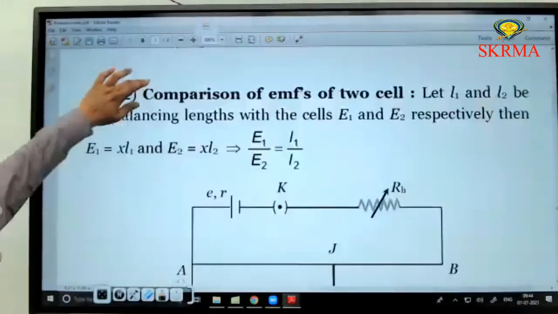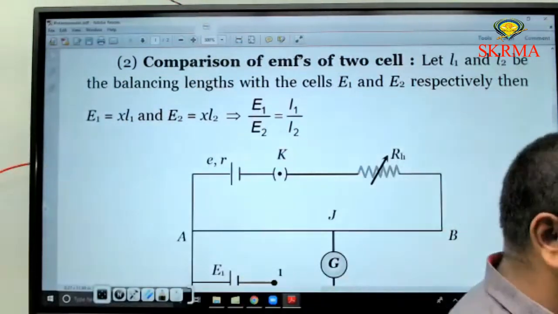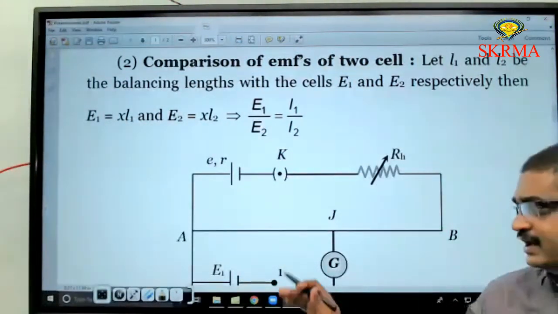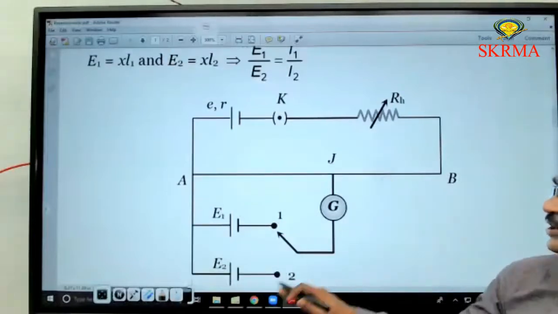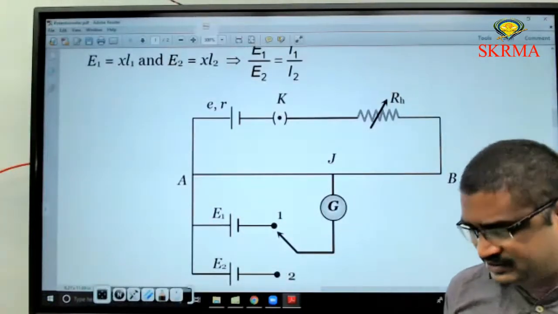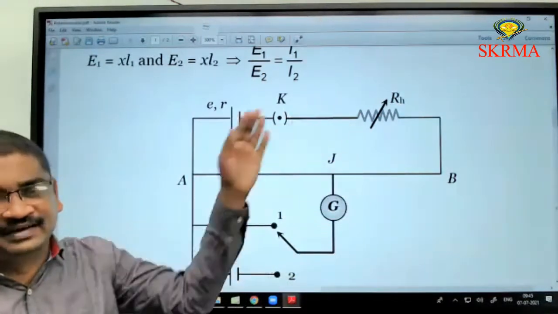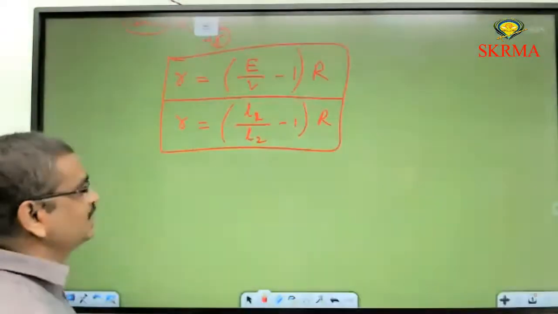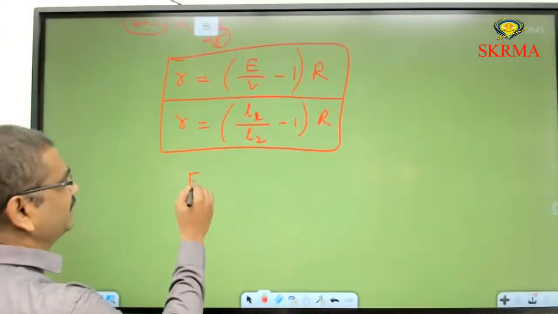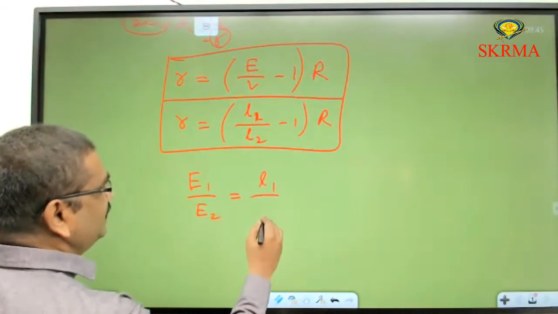Next case, comparison of EMF. This is very easy. How are you going to connect this one? First connect E1 to the circuit, and identify the balancing length L1. Next, connect E2 and identify the balancing length L2. Simple procedure. Then the ratio of EMFs, E1 by E2, equal to L1 by L2.